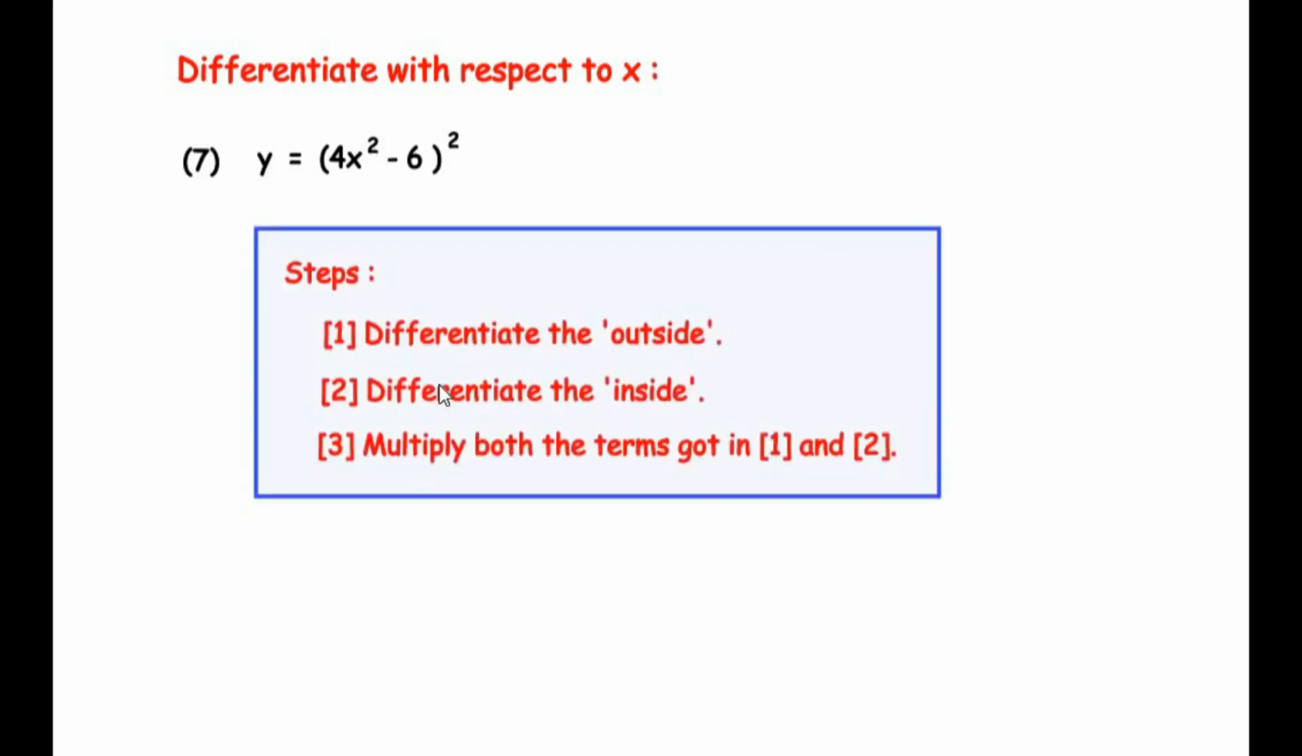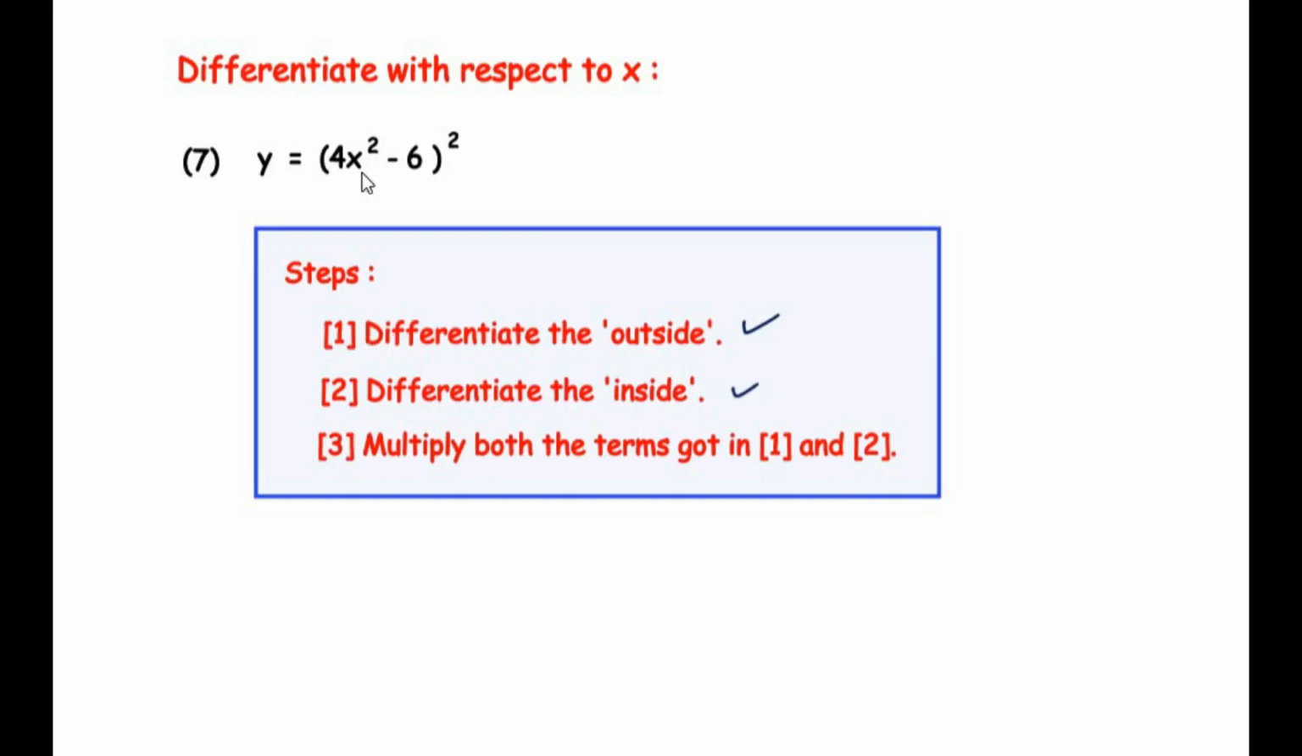So we have three steps in the chain rule. First is differentiate the outside. That is, take this entire term as a single term, and using the power rule for this case, we are going to differentiate it. Then we are going to differentiate the inside, that is the terms which are inside the brackets. We are going to differentiate them next. And then we are going to multiply whatever we got in the first step and whatever we got in the second step to get the final answer. That would be our third step. So let us now start with step 1.